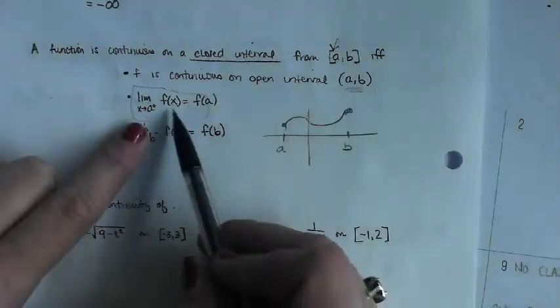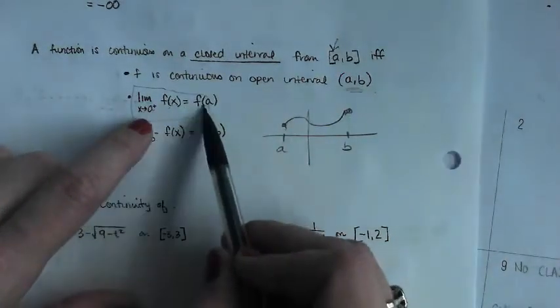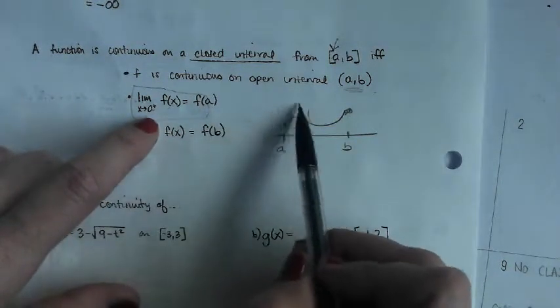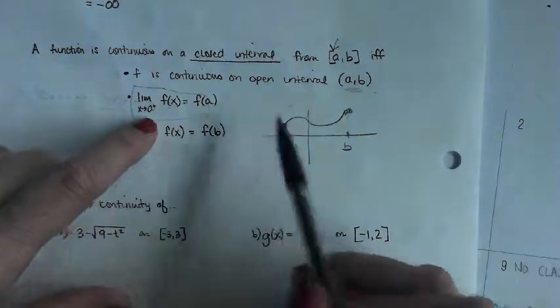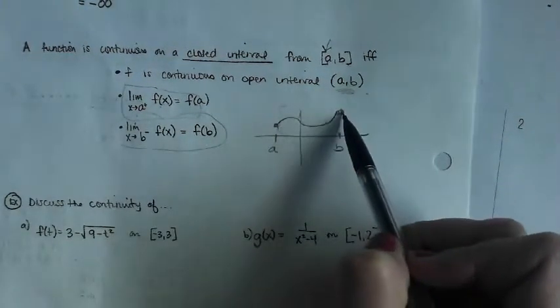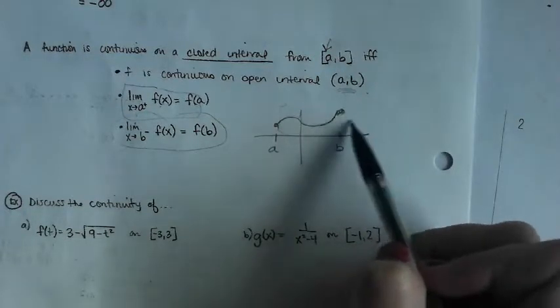So the overall limit as you approach A doesn't have to equal f of A, because we're looking only at the closed interval, so we can't even look at the left. And then for the B one, they say if you're approaching B from the left, that limit has to equal the function value.